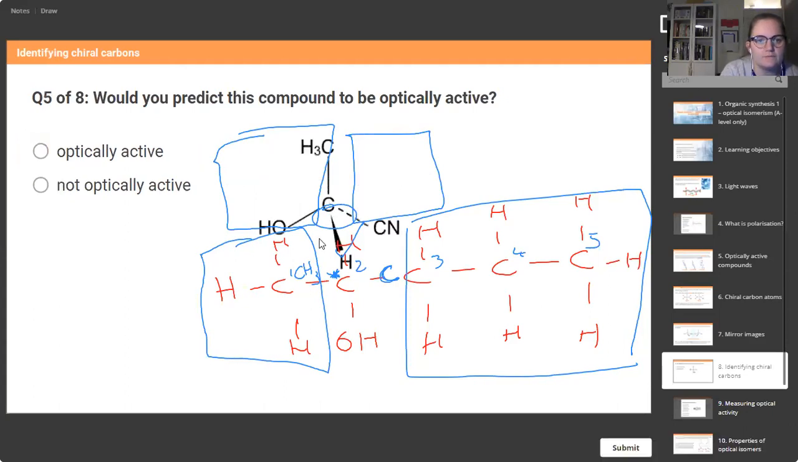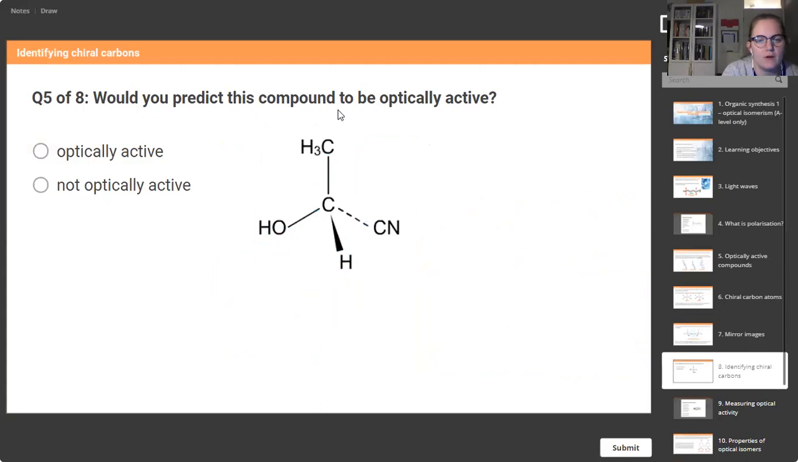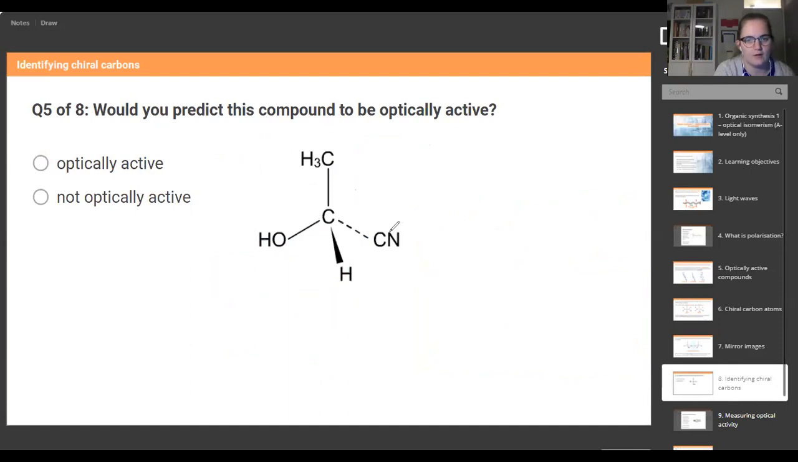Okay, clear all right. What would we predict this compound to be optically active? Let's have a look. So we've got carbon, we've got CH3 group coming off it, carbon and nitrogen coming off it, hydrogen, OH. So if we drew this out, it would look like this.